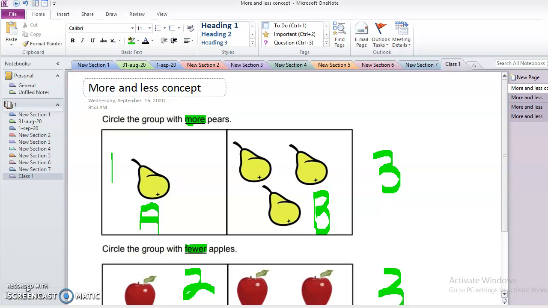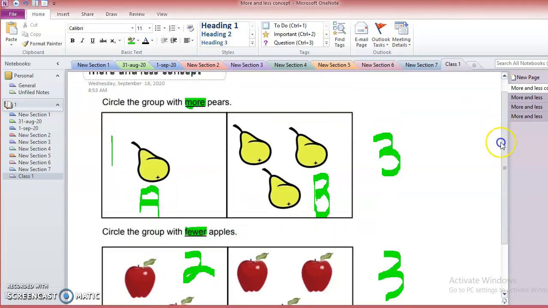Today we are revising the more and less concept with some worksheets. We are not doing any exercise from the book today. On your screen you can find some groups where we have to find out the more and fewer. So we are going to talk about more, less and fewer.